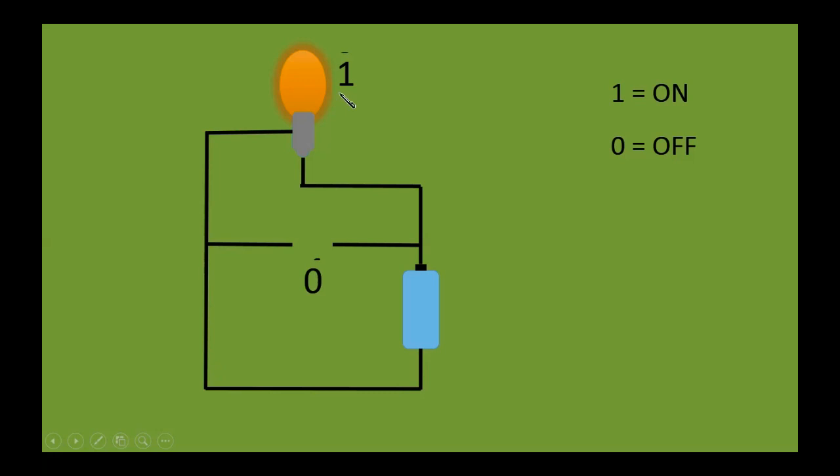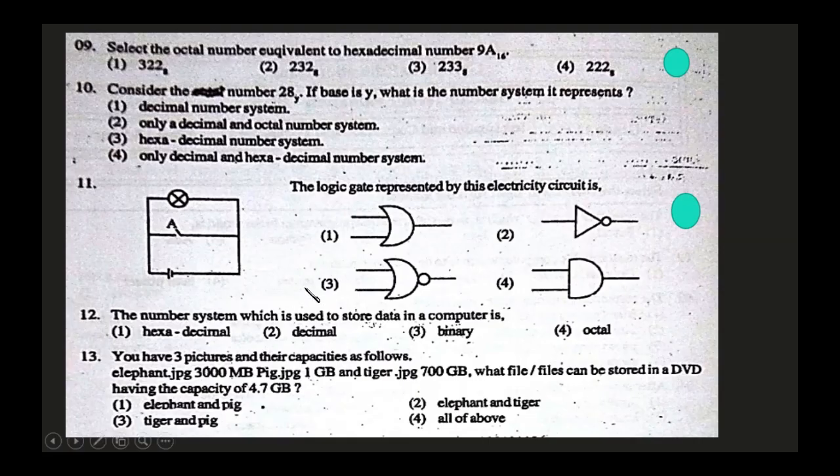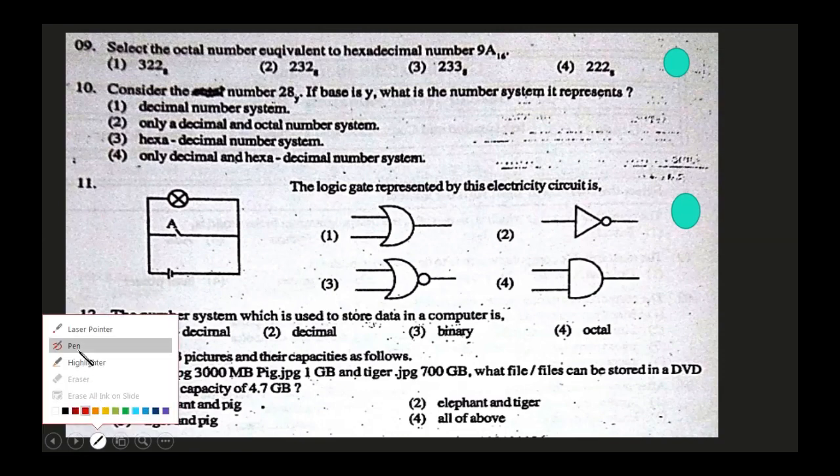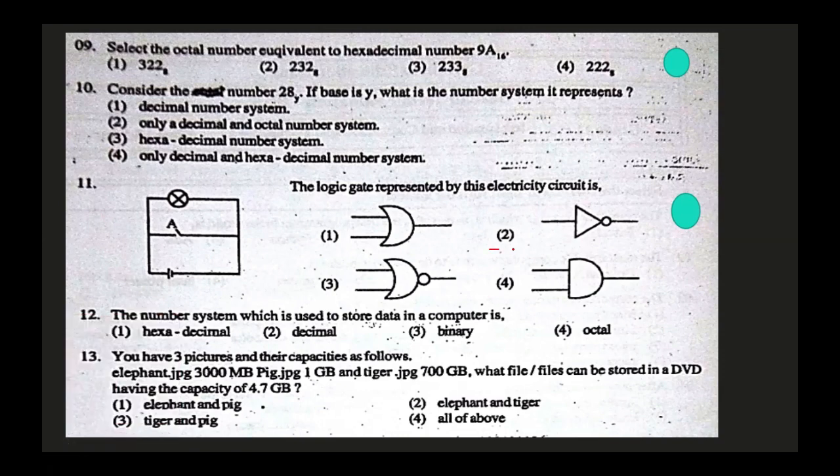So see, if the switch is 0, this should be 0, but here it is 1. If the switch is on, that means 1, the bulb should be lit. Actually we know that when we turn on a switch, the light is there, but here it is opposite. Okay, so the answer is this. This is the answer for that.